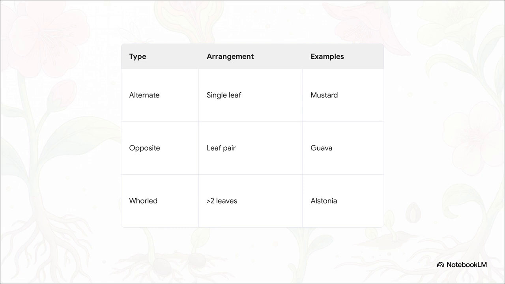First, there's the alternate pattern, seen in mustard and sunflowers, where a single leaf pops out at each node, staggering left, right up the stem. Then there's the opposite pattern, used by guava trees, where a pair of leaves arise at the exact same node and face directly away from each other. And finally, if more than two leaves pop out of a single node, it creates a whorled pattern, kind of like a little umbrella, which you'll see in the Alstonia plant. It's just structural geometry at its absolute finest.